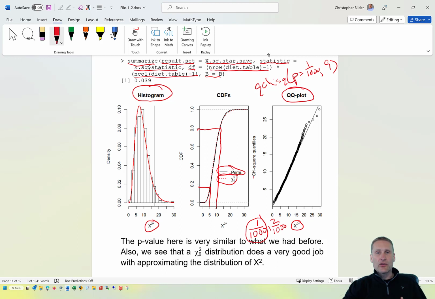If a chi-square 9 distribution is a good approximation for the distribution of X squared star, what we would expect is all the plotted points basically to fall on a line drawn at a 45-degree angle from the origin. Why? Well, this is basically saying that my quantile of about 10 for an X squared star should be about a quantile value of 10 for the chi-square distribution. And so what we can see here is a very close approximation. We see a little bit of a deviation here, but not much at all. And that often happens with these QQ plots anyway.